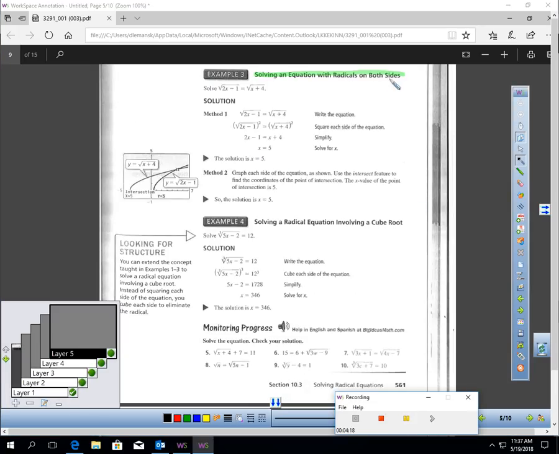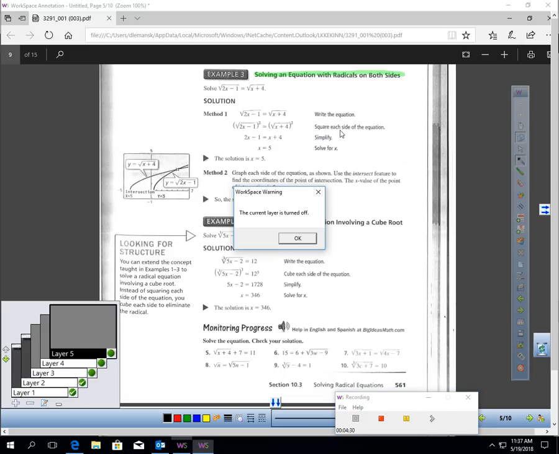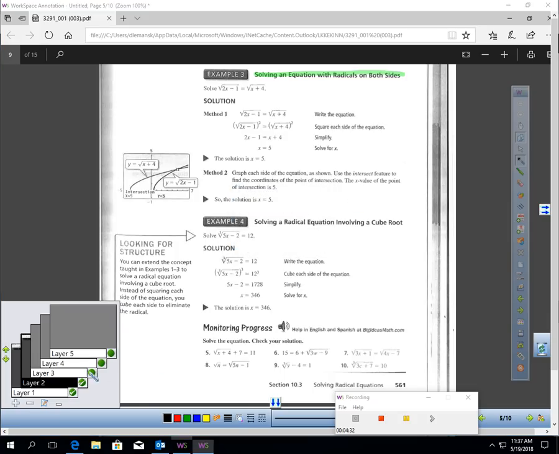If you have radicals on both sides of the equation, that's not a big deal. Each side has a radical. All you need to do is square each side of the problem. And you can see that here. They're squaring each side of the problem. So square eliminates square root. I have 2x minus 1 on the left. Square eliminates square root. I have x plus 4 on the right.